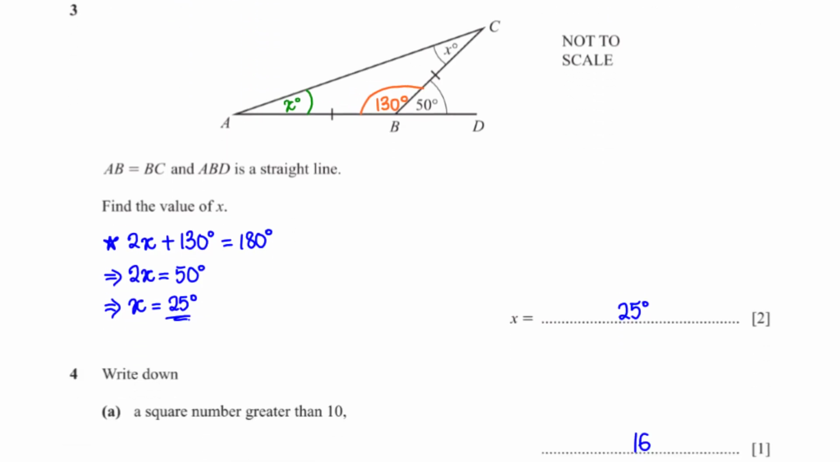AB equals BC and ABD is a straight line. Find the value of x. Angles on a straight line add up to 180 degrees, and so when we subtract 50 degrees from 180 degrees, we get this angle as 130 degrees. Since the lengths of AB and BC are equal, then it means these base angles are equal. All the angles in triangle ABC must add up to 180 degrees, and so 2x plus 130 degrees should be equal to 180 degrees. When we simplify this and make x the subject, we get 25 degrees.